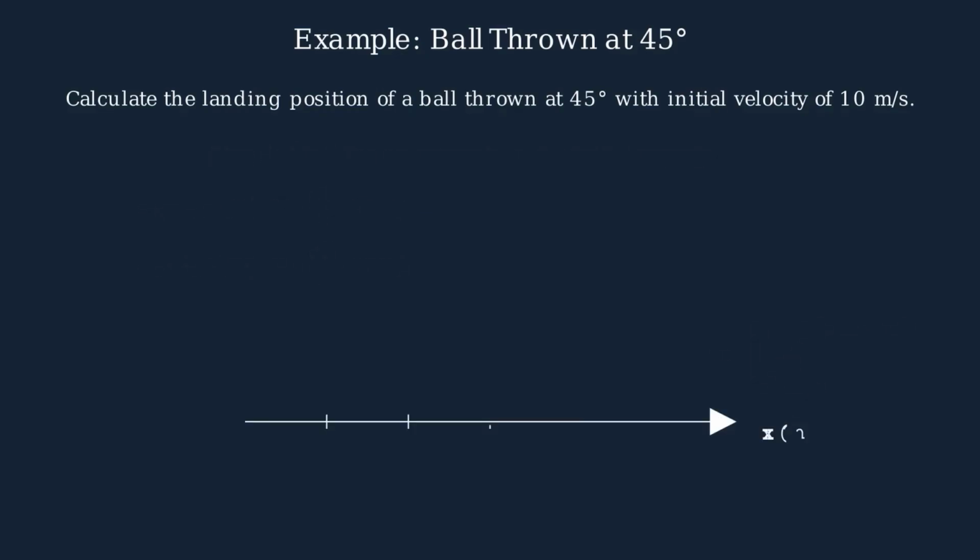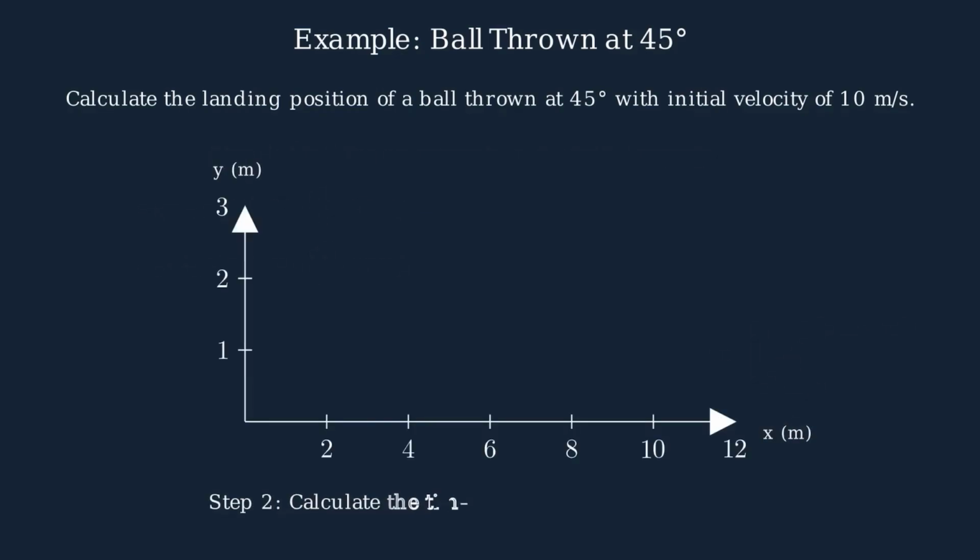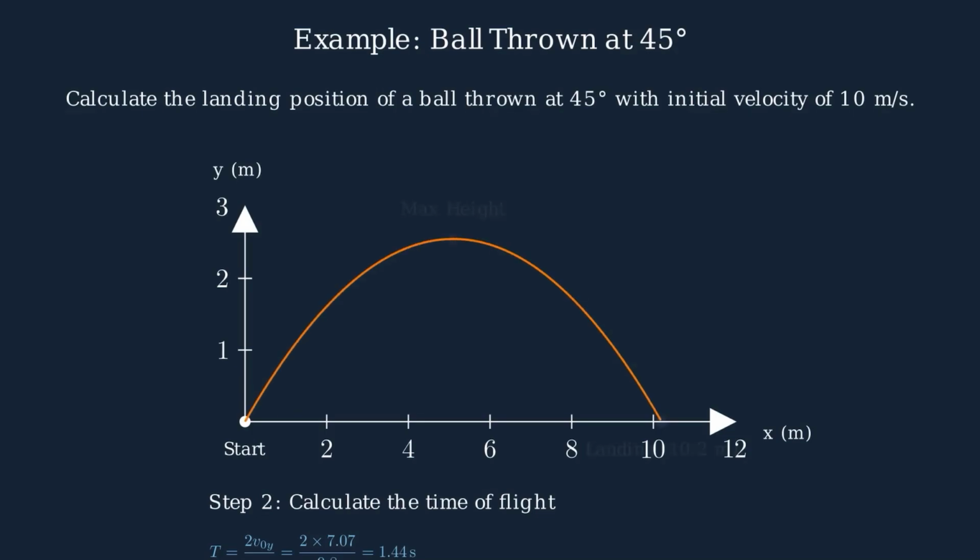Step 2. Calculate the time of flight using our equation. The time of flight is 2 times the initial vertical velocity divided by gravity, which equals 1.44 seconds. Step 3. Calculate the range, which is the horizontal distance traveled. The range equals the horizontal velocity component times the time of flight, which is 10.2 meters. Let's visualize the complete motion of the projectile from launch to landing.